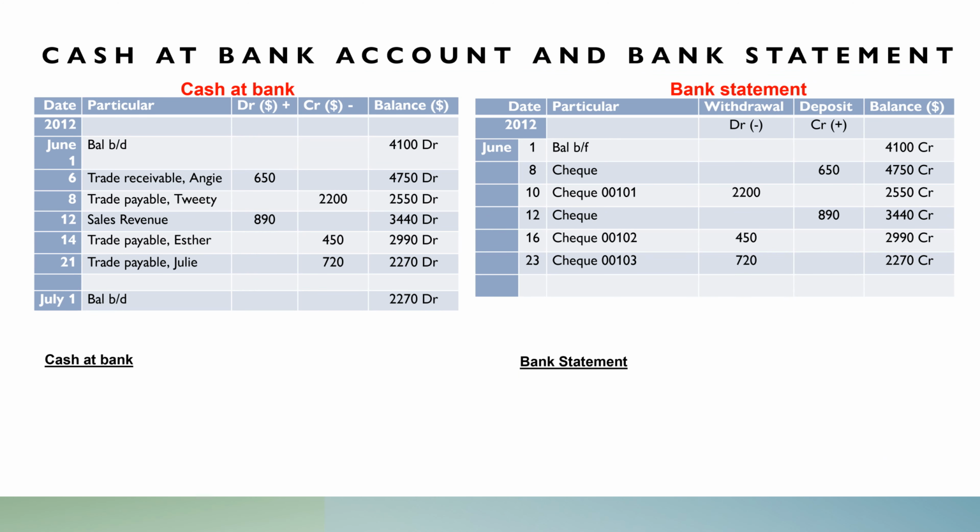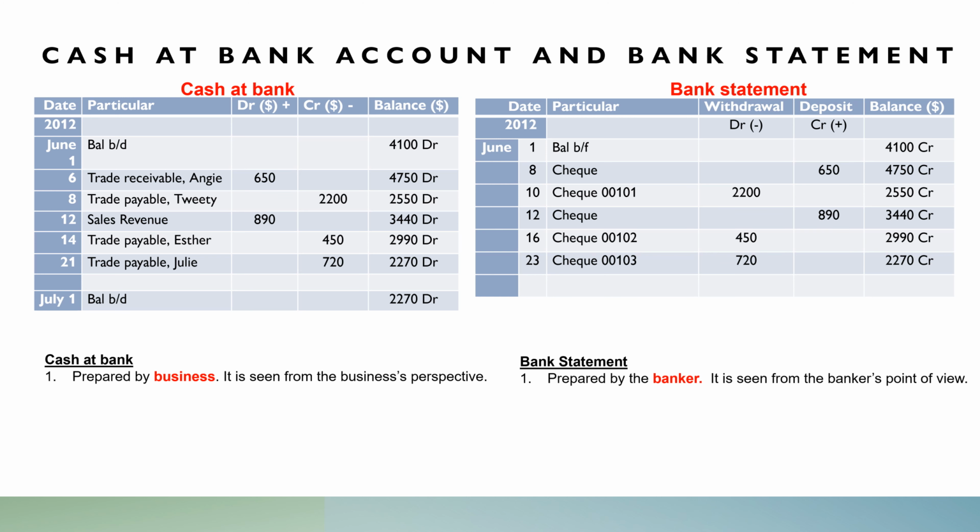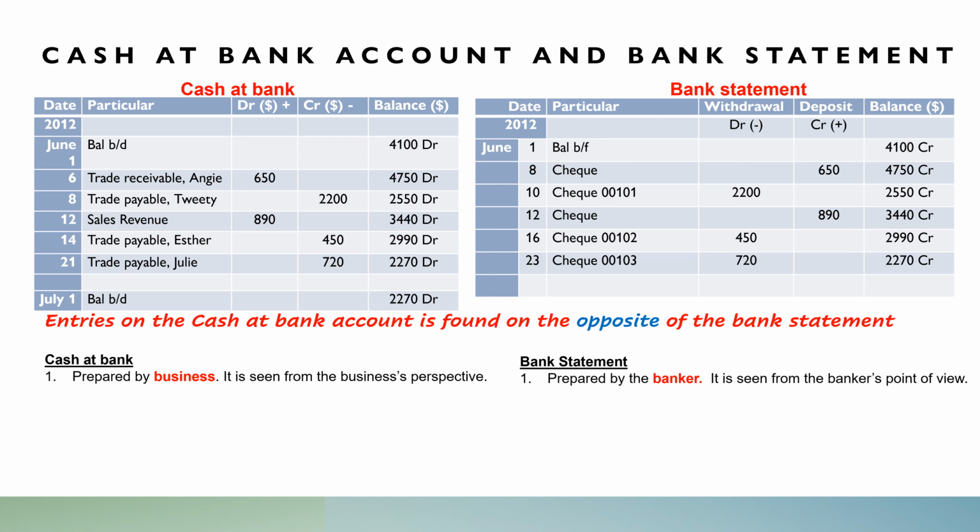What is the difference between a cash at bank account and a bank statement? The cash at bank account is prepared by the business. It is seen from the business perspective, while the bank statement is prepared by the banker. It is seen from the banker's perspective. It is logical to presume that entries in a cash at bank account should also be found in a bank statement. However, if you look closely, the entries recorded are in the opposite columns of one another.